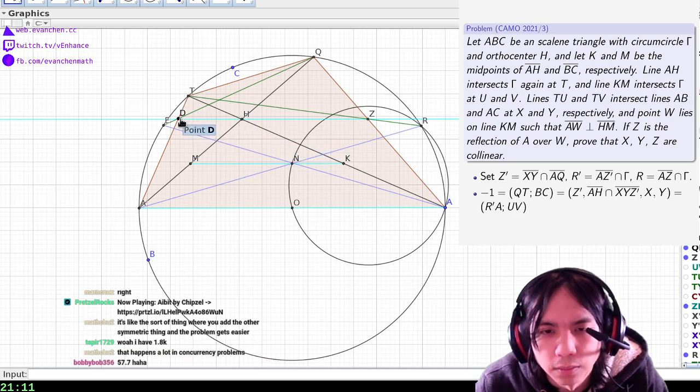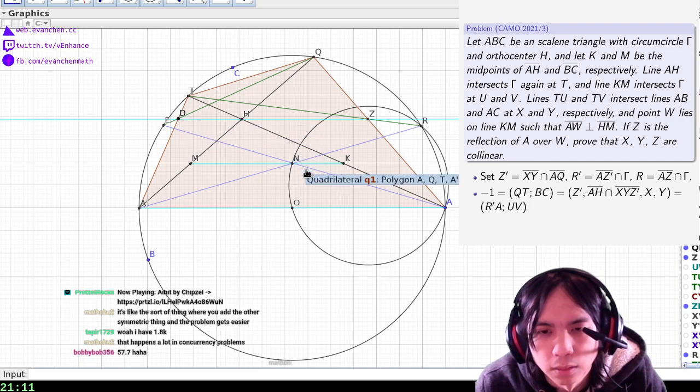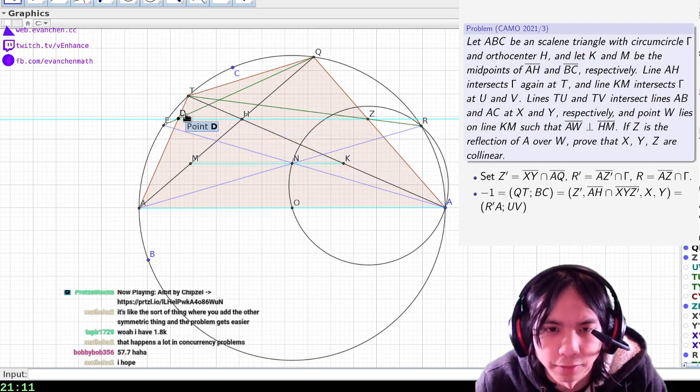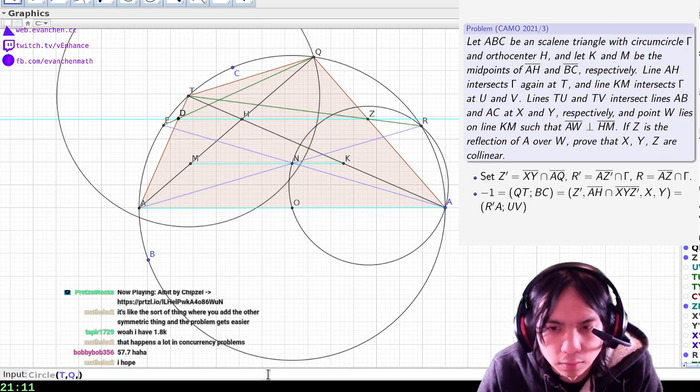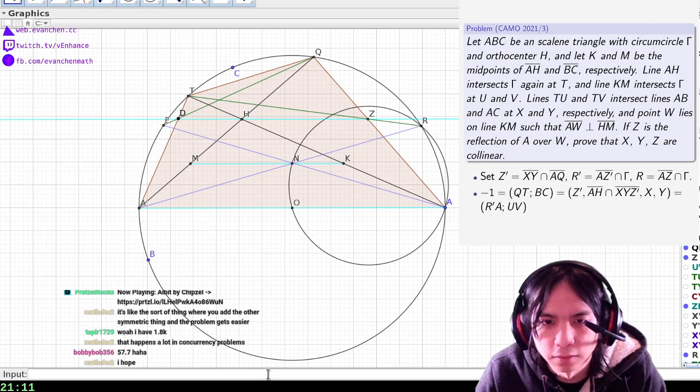So, oh, I missed this earlier. This quadrilateral is cyclic, right? TQZD is a cyclic quad because of the cyan line. Yeah, so this is a cyclic quad.